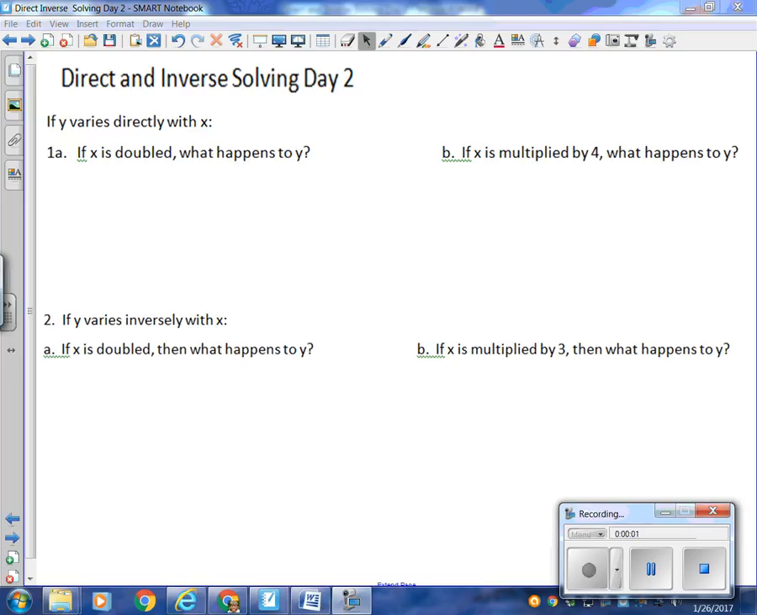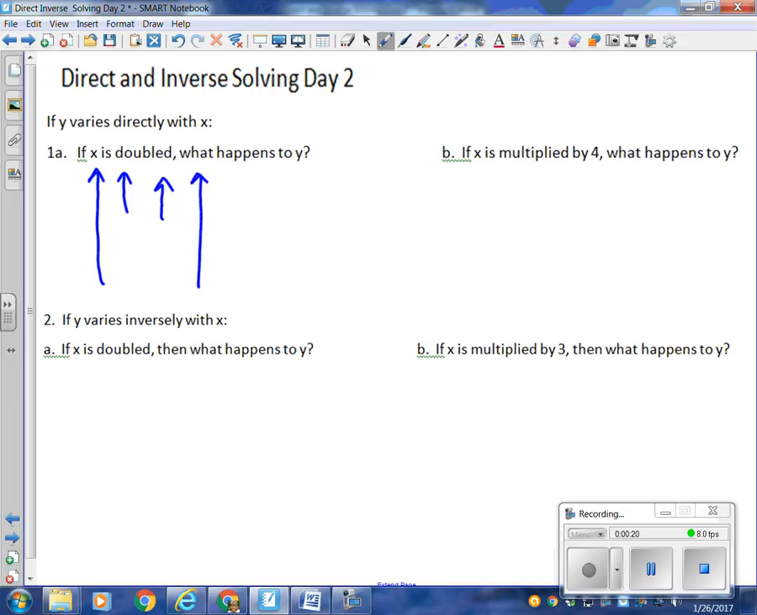All right, this is day 2, solving direct and inverse problems. We are going to first just talk about in generalities. What happens if y varies directly with x? If x is doubled, what happens to y? So basically, remember how if one goes up, the other one goes up? Well, if one gets doubled and goes up twice as much, the other one should also double and go up twice as much. So quick and easy answer is it doubles.